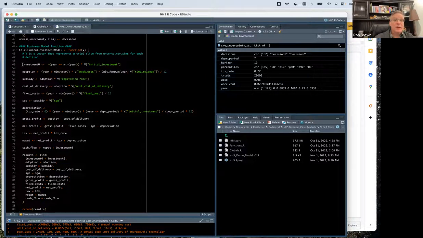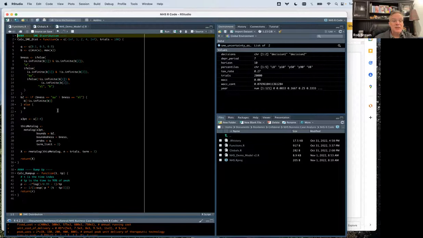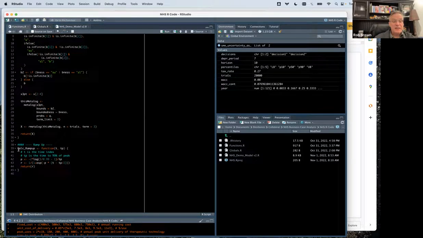So you'll notice the investment value here is calculated in the first time period. The adoption curve is generated here. And you'll notice that here I'm calling a function called ramp up, which is contained in my function file. Basically this generates an S curve ramp up. It's a solution to the differential equation associated with a consumption type model.